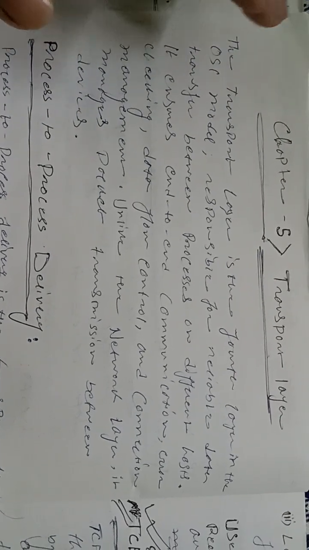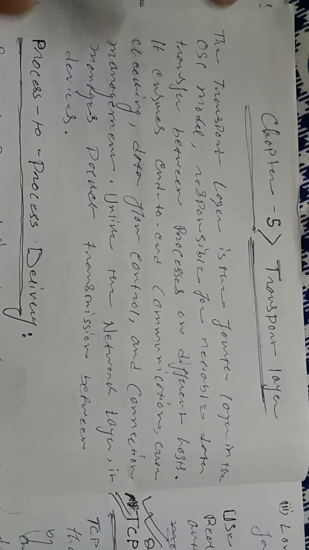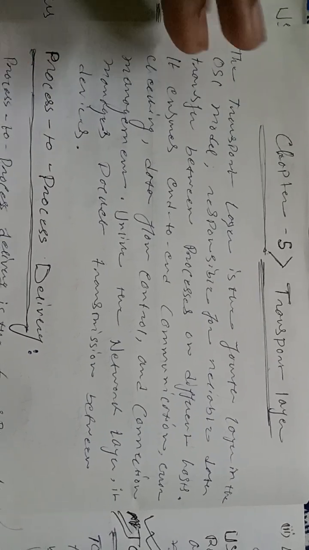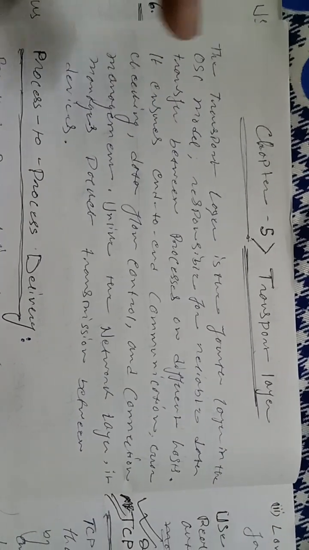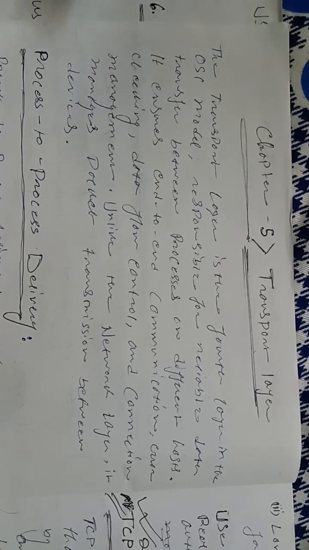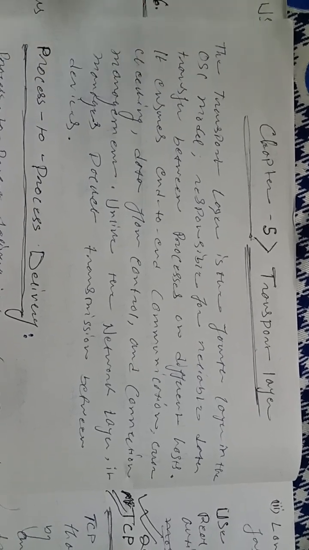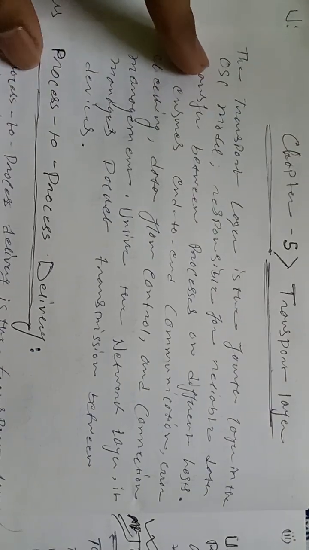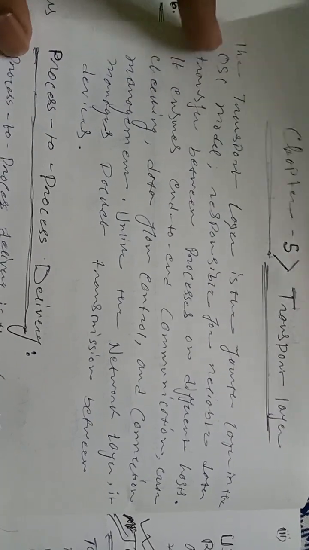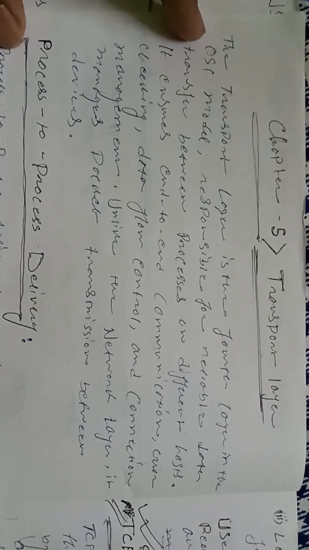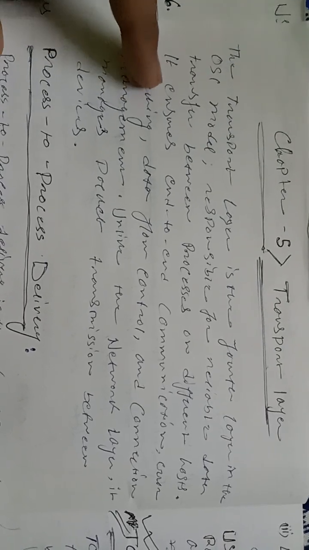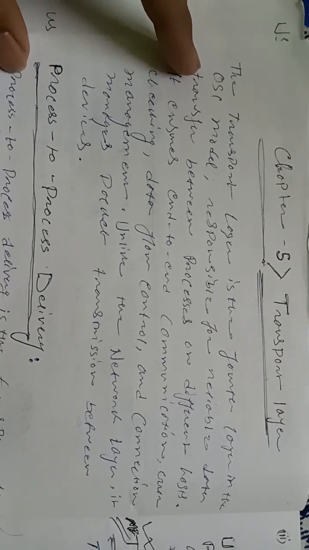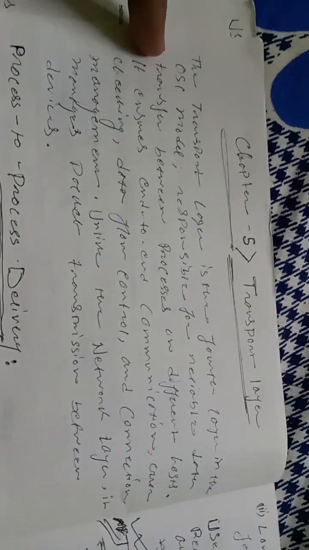This chapter will be separated into two parts. The first part will be transport layer. The second part will be in the next video, that is part 2 of chapter 5. In this video, we will discuss Dijkstra's algorithm, one of the most important questions from computer networking. So let's start today's video.